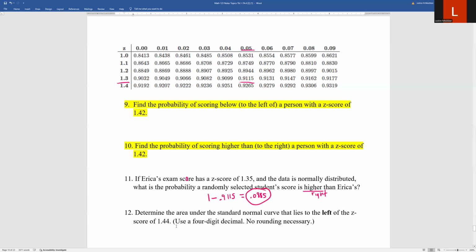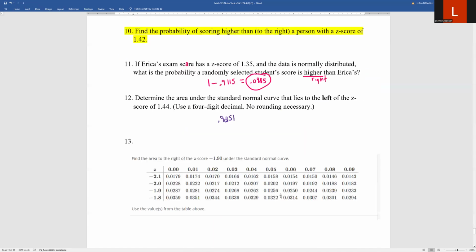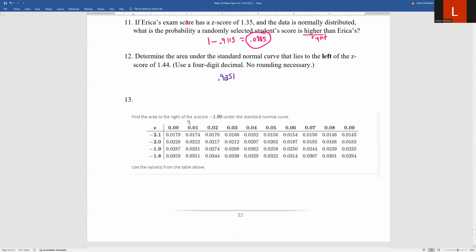Okay. Determine the area under the standard normal curve. So we're going left of just 1.44. So nothing to do here except for read from the table. Left is always the easiest one. So 1.44, that's going to be 0.9251.